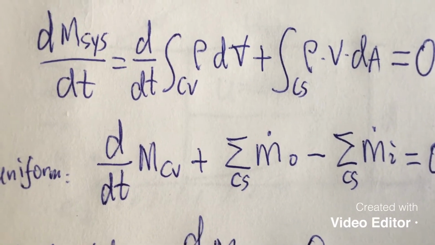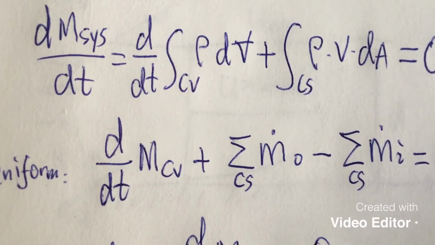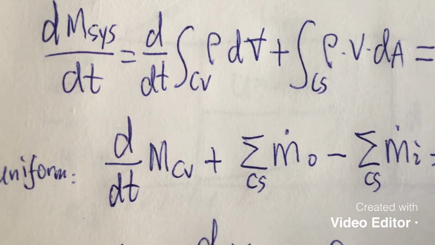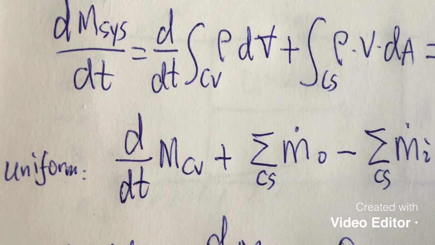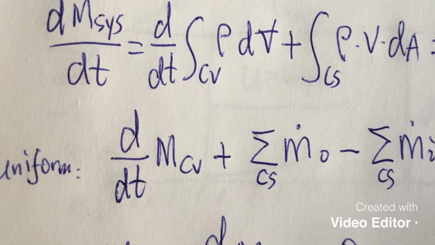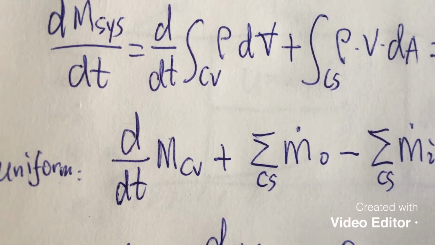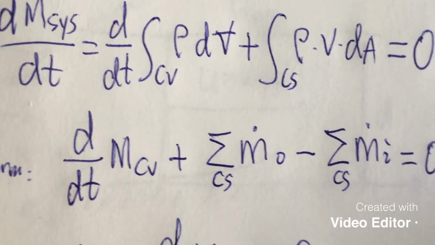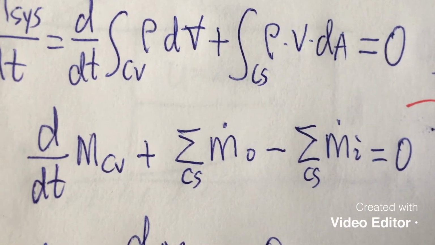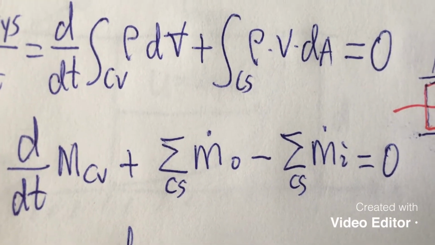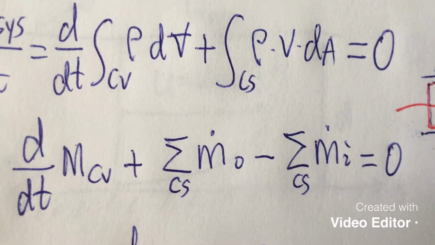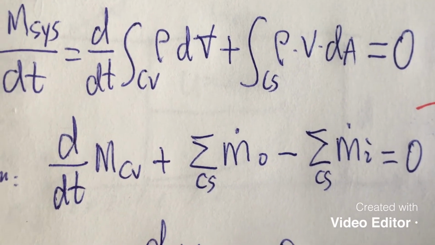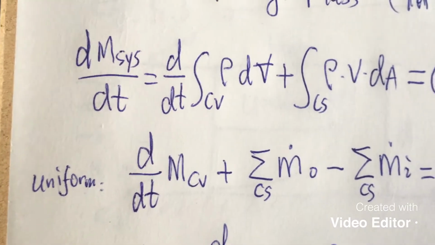I get rid of the volume integral. I just say, hey, the total mass in the control volume, the time rate of change of the total mass in the control volume, results from the mass flow rate in and the mass flow rate out, the difference. So that's the first assumption.